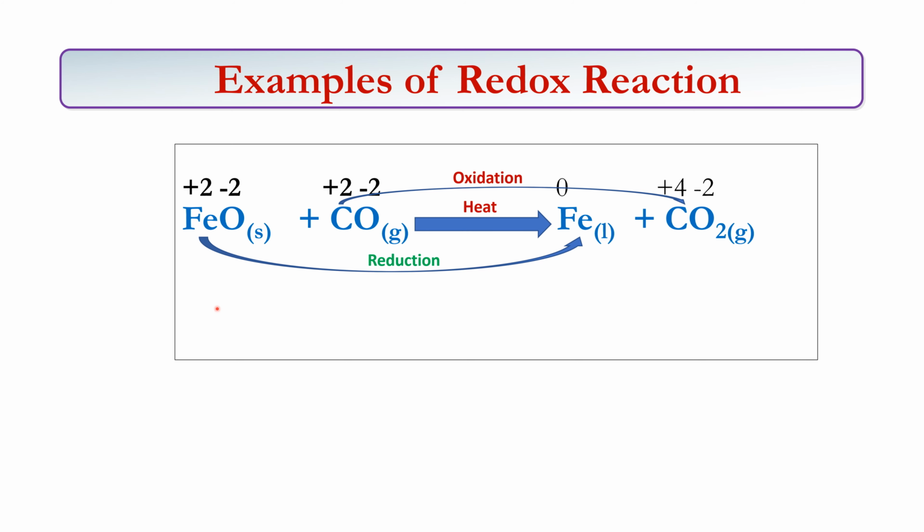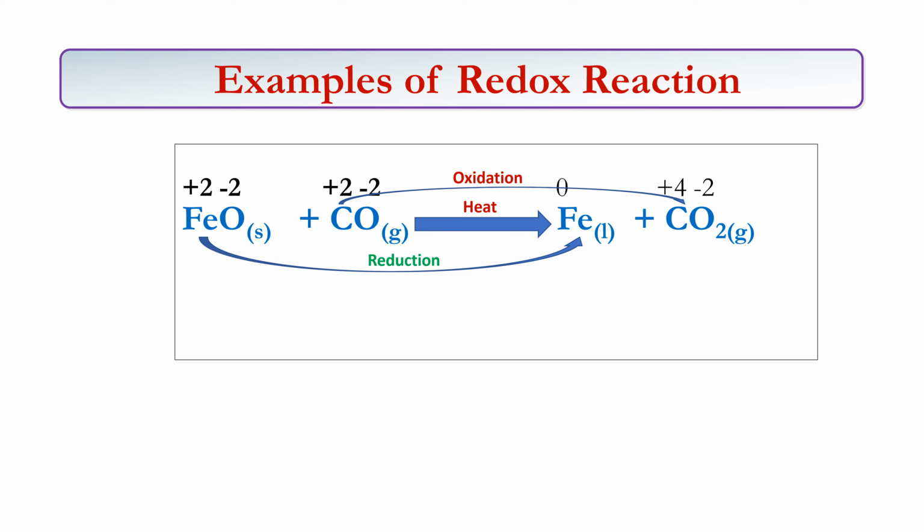So the oxidation number for iron has decreased from +2 to 0. Remember that decrease in oxidation number is reduction. Therefore, we say that iron has been reduced because its oxidation number decreases from +2 to 0. For carbon, its oxidation number increases from +2 to +4. Therefore, oxidation has occurred because oxidation is increase in oxidation number.